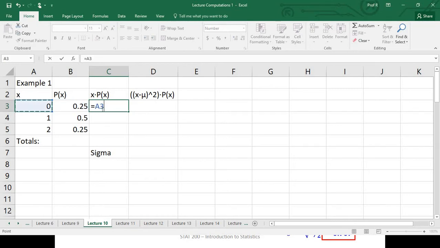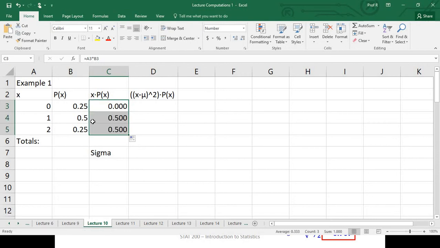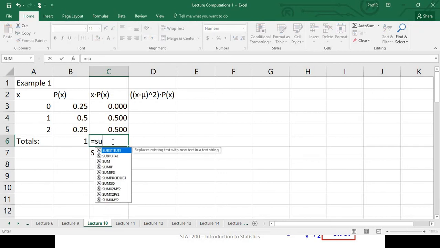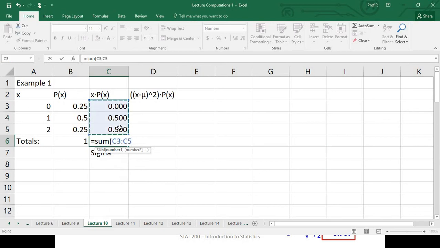We can quickly compute x times probability of x here, and recall that we can drag this down, assuming that we do not have any cells that need to be pointed somewhere else. So that's okay, and that's okay. We also wanted to check first to make sure that our probabilities sum to 1, and they do. And now we want to get the summation of x times probability of x, which we said was 1, and it is.